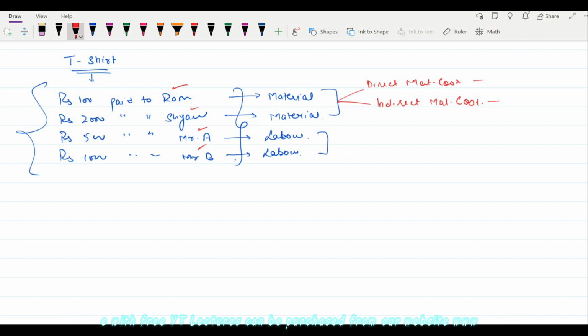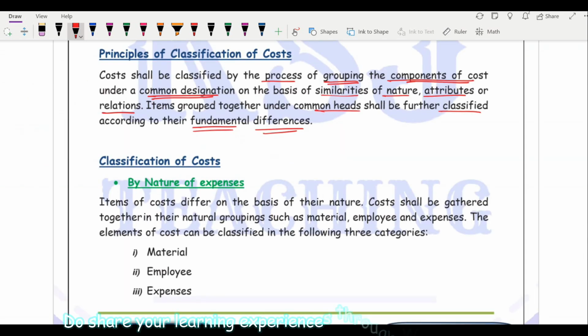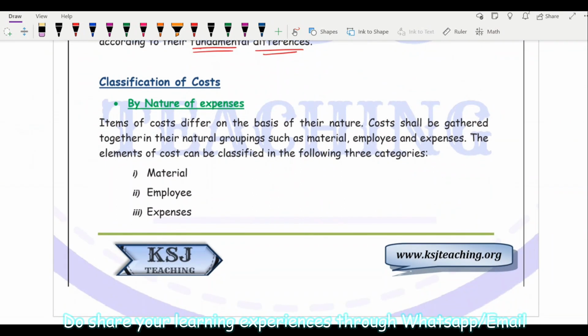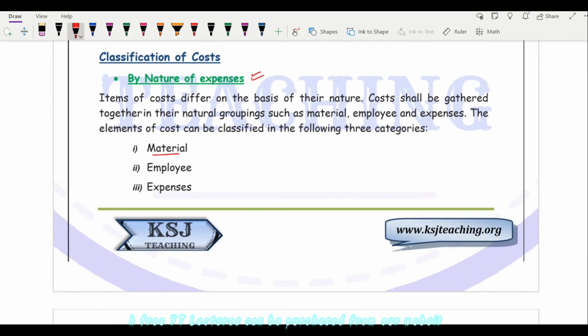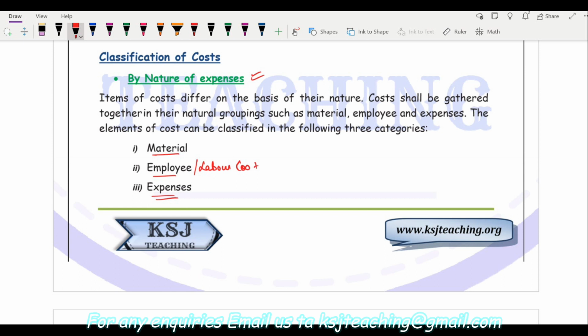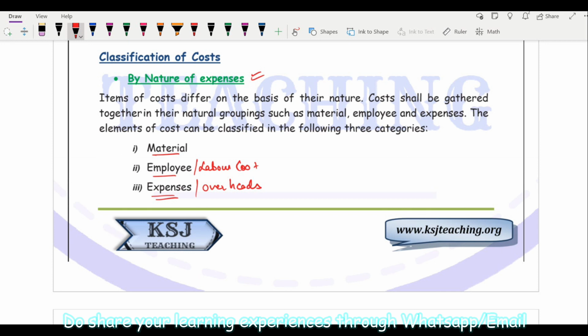Broad classification is material cost. Then based on the fundamental differences, we are doing the further classification into direct material cost and indirect material cost. So this is how the classification will take place, right? So classification, how by the various methods, how we can classify on the nature of expense. Nature of expense means whether it is a material cost or it is an employee or labor cost, or whether it is related to the expenses or what we call overheads. So what is the nature of an expense? According to that we can classify.